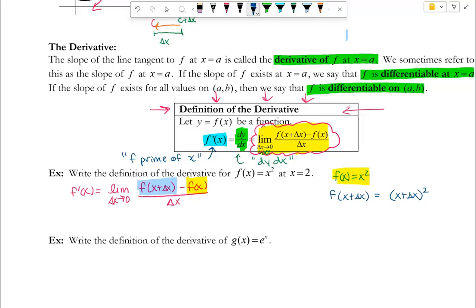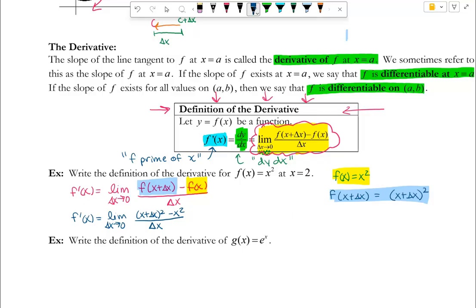Those parentheses matter. I'm not going to distribute that. We could, but there's really no need. So when I'm writing my definition, I'm going to replace f of x plus delta x with x plus delta x, that quantity squared. And then finally, our delta x still just represents our change in x. So as we do our first rewrite, we're finding f prime of x. We could think of this as the limit as delta x approaches 0 of x plus delta x squared minus x squared, all of this over delta x. But we're still not done yet.